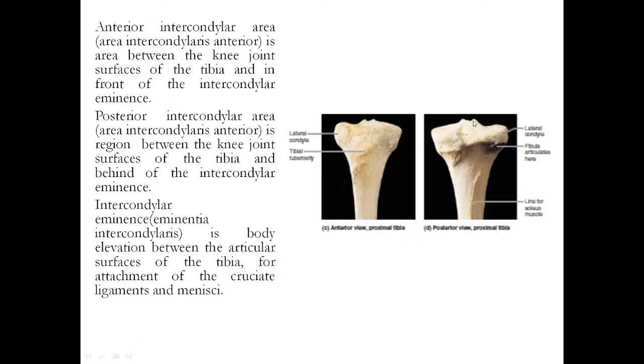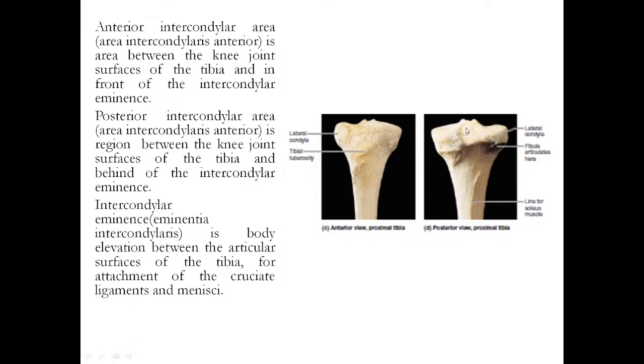This is area intercondylaris posterior. Area intercondylaris anterior is the area between the knee joint surface of the tibia and in front of the intercondylar eminence. What you see, the intercondylar eminence, is located between condylus medialis and condylus lateralis. And area intercondylaris posterior is the region between the knee joint surface of the tibia and behind the intercondylar eminence.